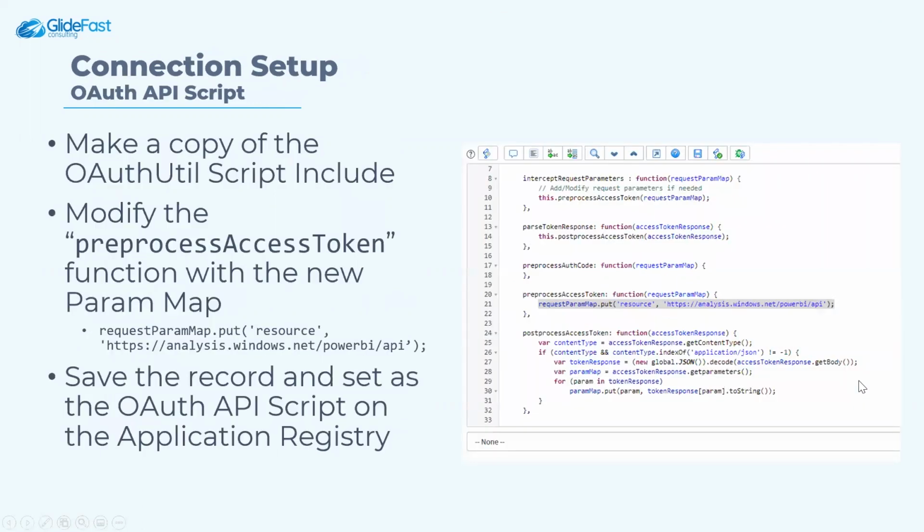Next slide. Aside from that, within the application registry record, there is a field called OAuth util script. And so what we want to do is locate the actual original OAuth util script, since it's an out-of-box script. And we want to pretty much override this script to also include a header that points our preprocessed access token to the resource that Power BI uses to run their REST API calls.